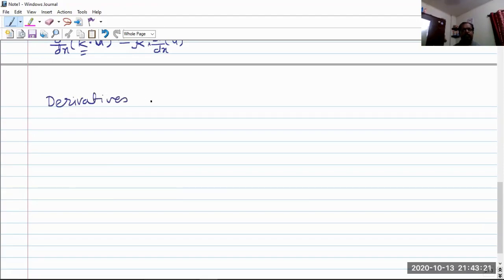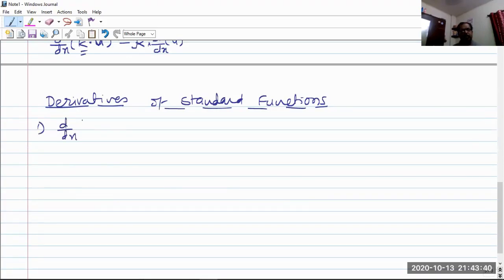Derivatives of standard functions, or we call them standard derivatives also. Okay, what are the standard derivatives? Let's see one by one. The first one, we have the derivative of an algebraic function, the derivative of x raised to n.